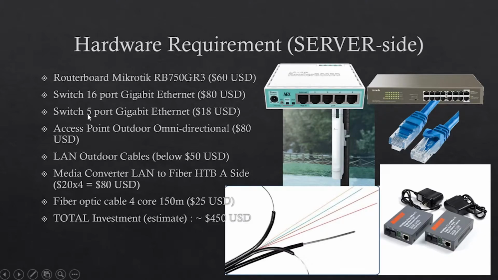You must have a switch also. 5 port is the minimum. 16 port is the middle. But the 5 port is the minimum you must have, right? And the outdoor omnidirectional access point that radiates signal 360, and the outdoor LAN cable for connections below 80 meters, right? 80 meters using LAN.